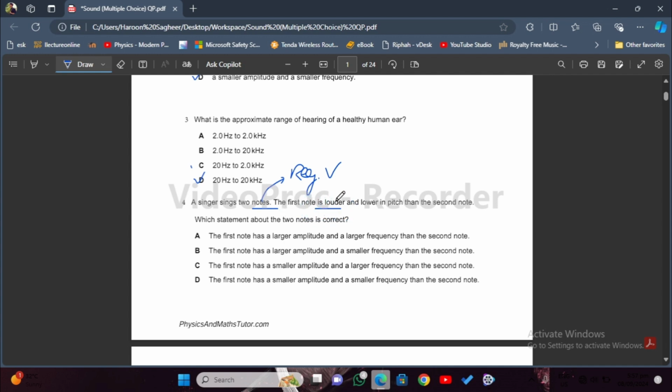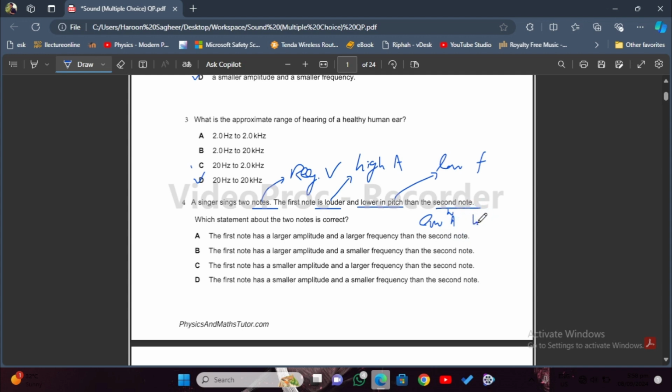So the first note is louder. So the word loud means it has, not low, but high amplitude, and lower in pitch, that would mean low frequency. Then the second note would have a low amplitude and higher frequency or higher pitch. Let's see. Now we have to compare these two. The first note has a larger amplitude, that is correct. Larger frequency, that is incorrect. The first note has a larger amplitude, correct. Smaller frequency than the second note, that is correct. So option B here is going to be the correct one.